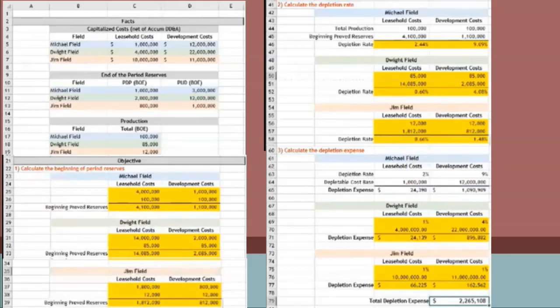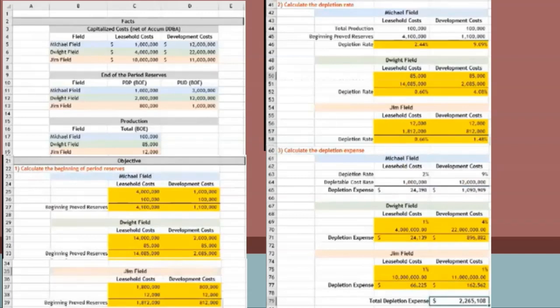Show that as a percentage. So as you can see, we pulled the depletion rate from up here for the Michael field, brought it down here, and then our depletable cost basis for our leasehold costs is coming from here, and our development cost, the $12 million, is coming from there. And then we multiply by our different depletion rates, and that gets our actual depletion expense for that field. I'll just go ahead and drop in the others so we can tie this back to the slide.